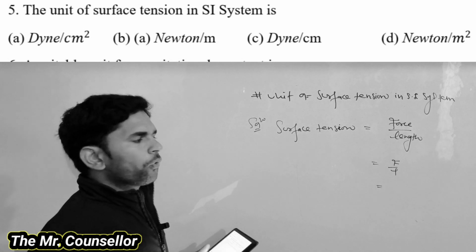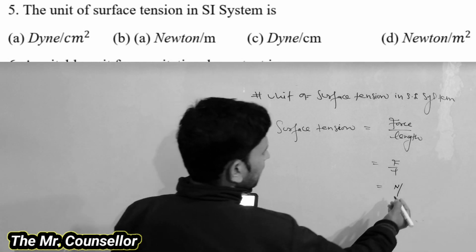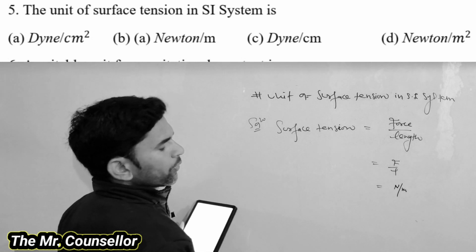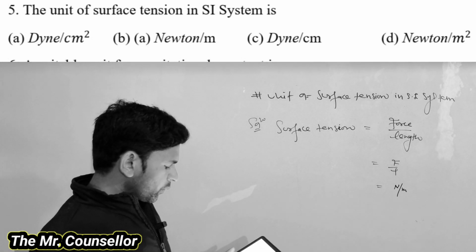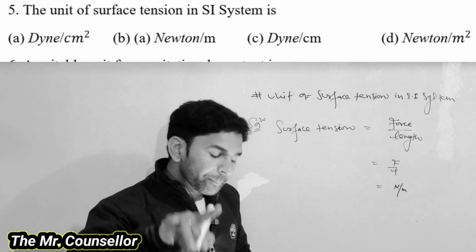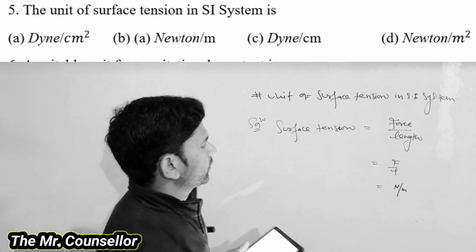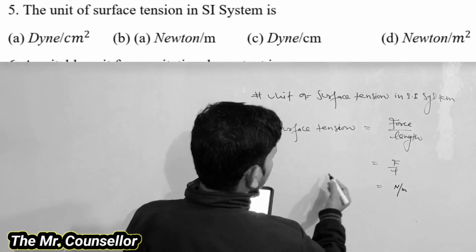The unit of force is Newton and the unit of length is meter in SI system. So which option is correct? You can see on the screen. Newton per meter. So Newton per meter means option B is correct.